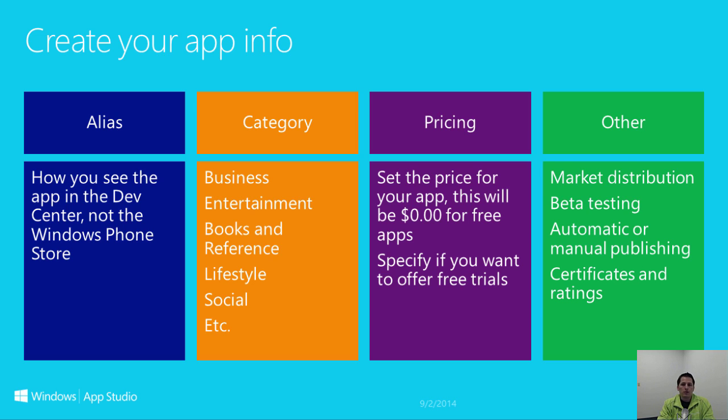When you provide your app alias, you should be aware that this is how you will see your app in Dev Center, not how it will appear in the Windows Phone Store. This alias must be unique to your account and can contain up to 100 characters. When choosing your app category, keep in mind that clearly defining your app's identity when choosing a category and subcategory can help users find it more readily in the store.